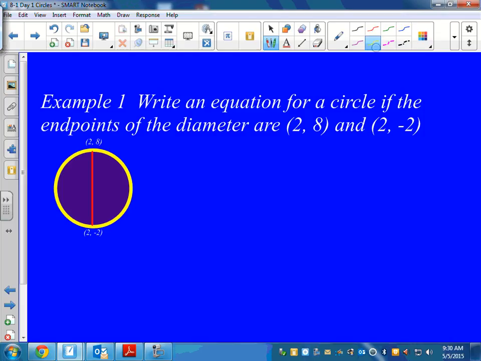Now I'm going to write in yellow. Maybe you can see that. Write an equation for a circle if the endpoints of the diameter are (2, 8) and (2, negative 2). If I'm writing an equation of a circle, I need the center and I need the radius. How can I find the center if I know the endpoints of the diameter?